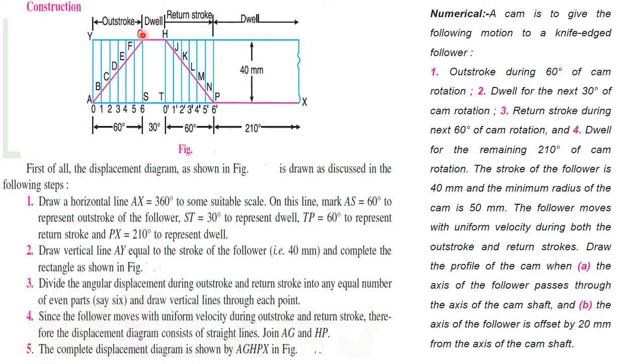Draw a straight line. After that is the dwell GH. Here displacement, so a horizontal line. After that S to P comes downward. Draw a straight line. That will be the displacement diagram for knife edge follower.